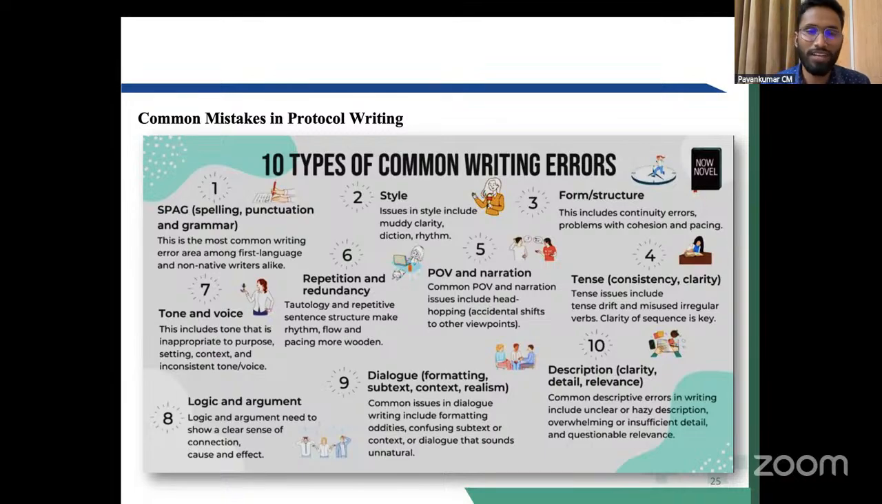Because if you keep a title as something and make a different objective that is nowhere related, the logic and argument should be in a proper way. And these are subtext contents, and formatting should be in a proper way. These are the basic things I have mentioned, the very basic 10 common writing errors that we speak of, or that we do in structuring the protocol.